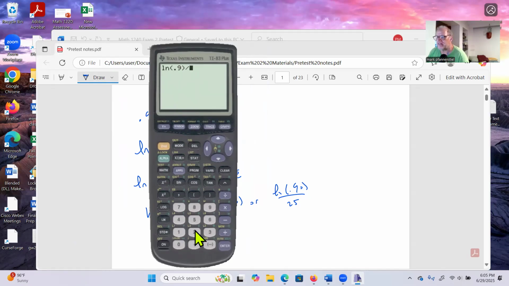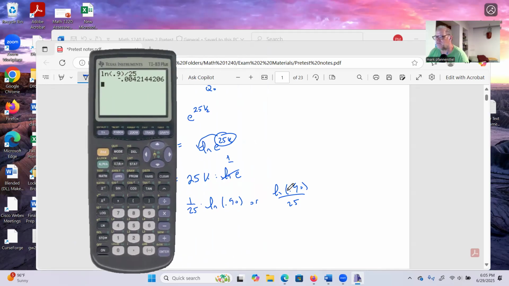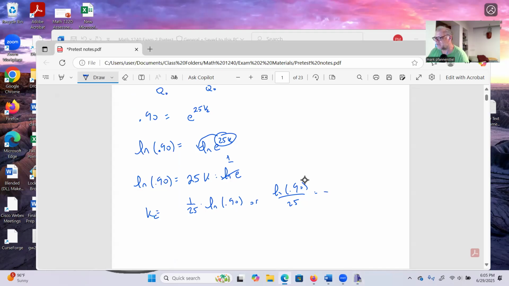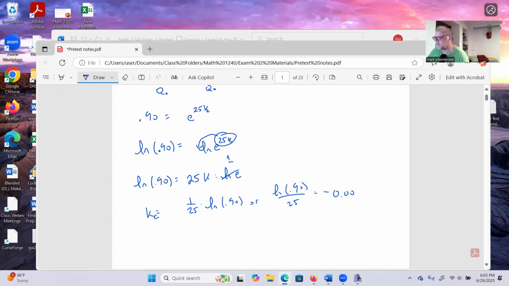So we're going to say natural log of 0.9 divided by 25 equals, and we're just going to save this for what we need. So it's going to be negative 0.0042. I would recommend you use 4 significant figures when you're dealing with this because this stuff is incredibly susceptible to round off. So we'll say this is negative 0.004214. Double check our answer here. Okay.